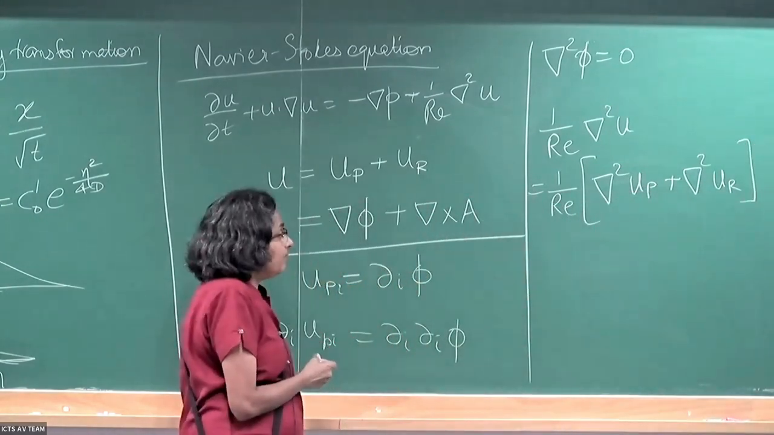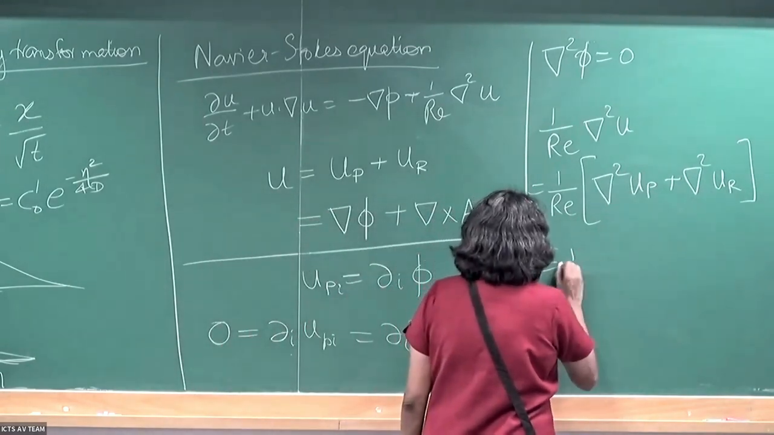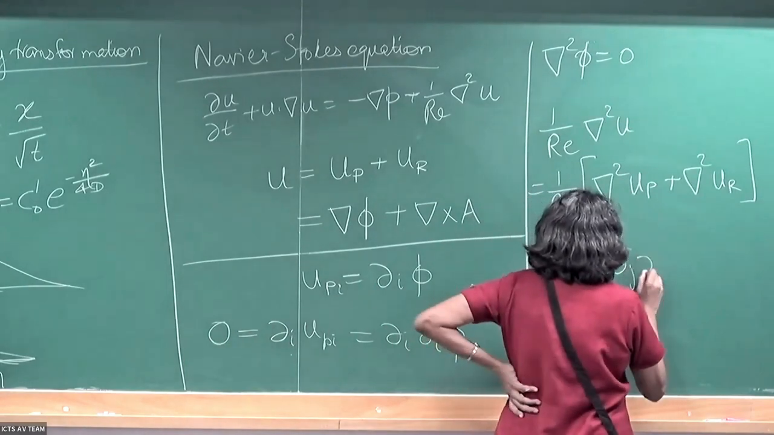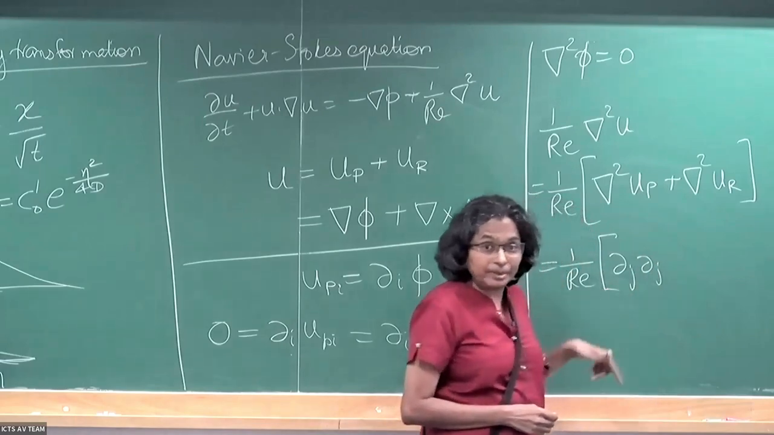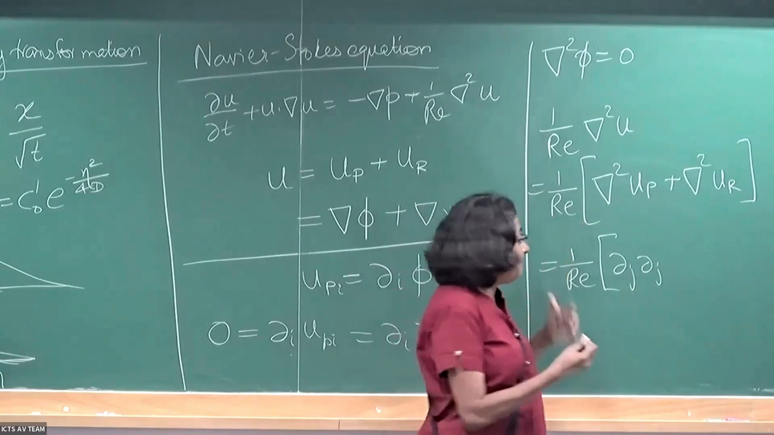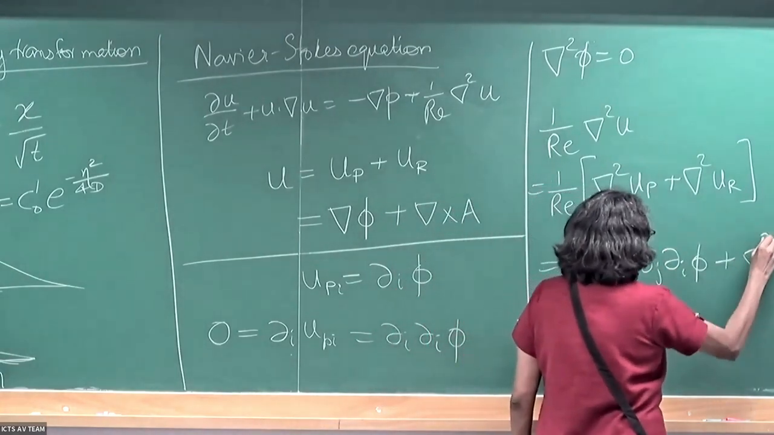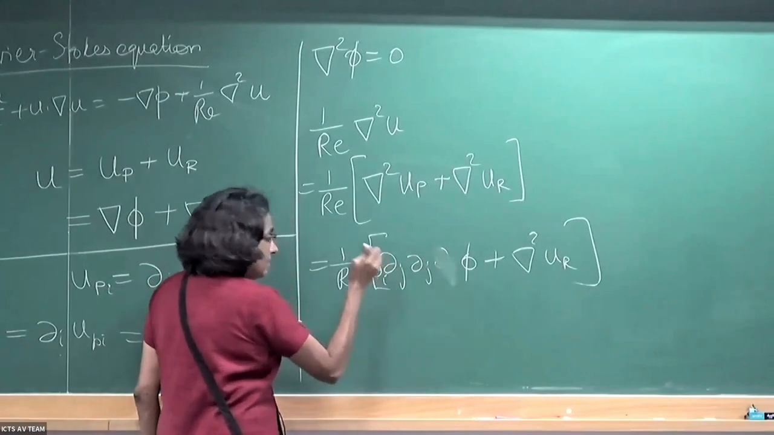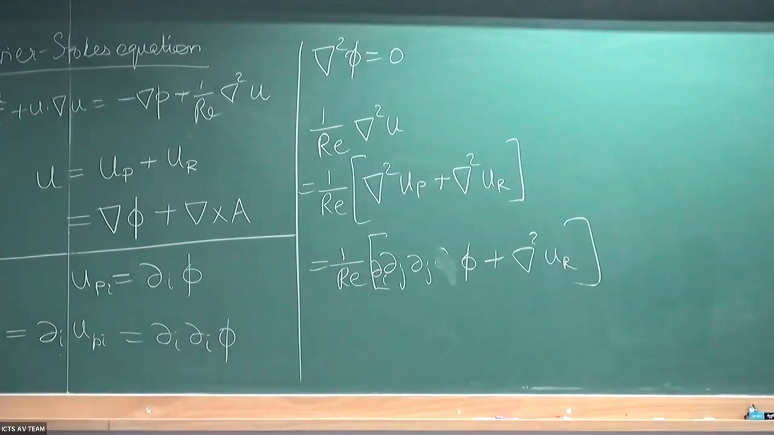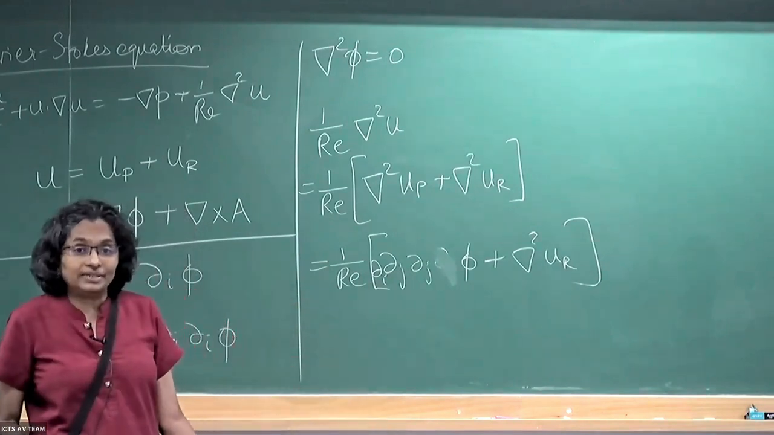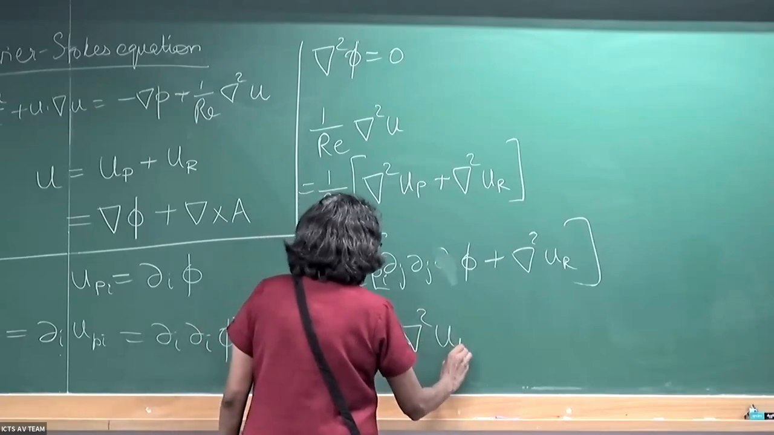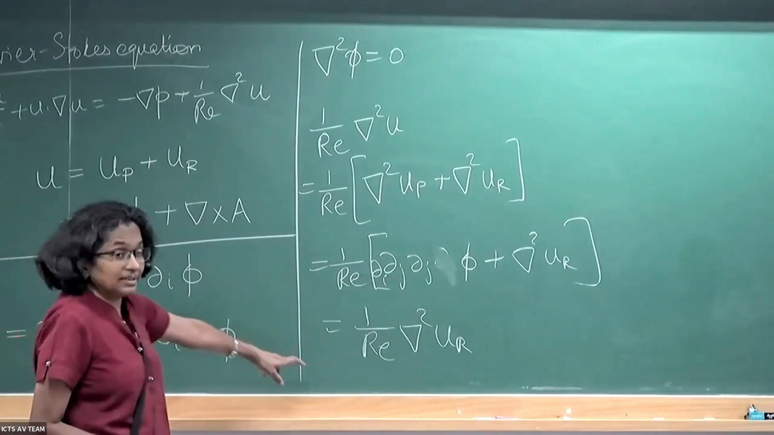Agreed? And what is del square UP? It's del J del J UPI. What is UPI in terms of phi? Del I phi. And this I'm going to write just as it is. And what is this quantity now? I can take del I out here, right? And what is this quantity from here? I have the gradient of the Laplacian, but the Laplacian itself is zero. So gradient of zero is zero, right? So here I have equal to 1 over Reynolds del square UR. That is my viscous term.